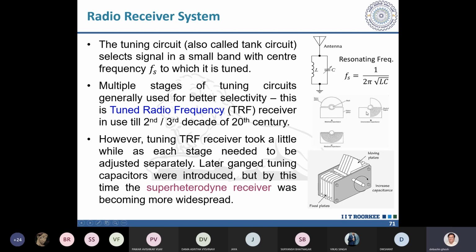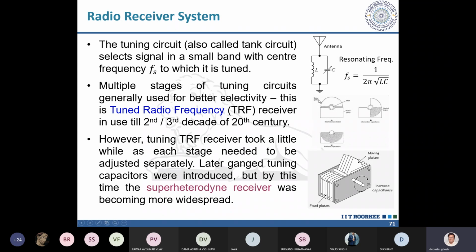I have shown two other positions of this movable plate. When it is in this position, there is no overlap between the plates, so there is no capacitance. You know that the capacitance value is proportional to the area of the overlapping plates. For a parallel plate capacitor, capacitance C equals epsilon times area A divided by distance D, where D is the distance between the two plates. D is fixed here.